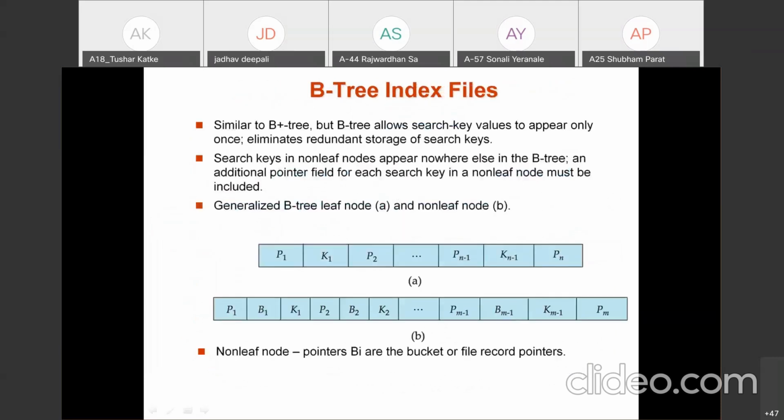Now we move towards the next, that is the B tree index file. Similar to the B plus tree, B tree has leaf nodes and non-leaf nodes. But the major difference here is that it allows the search key values to appear only once. It eliminates the redundant storage of search keys.